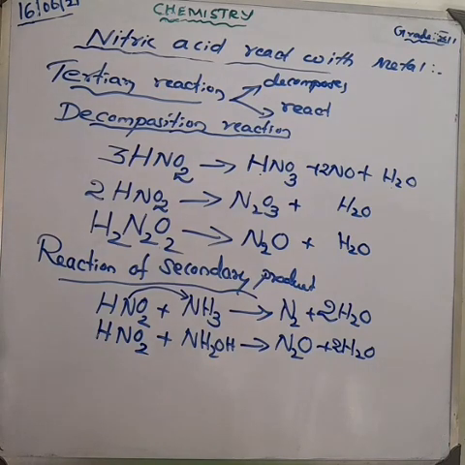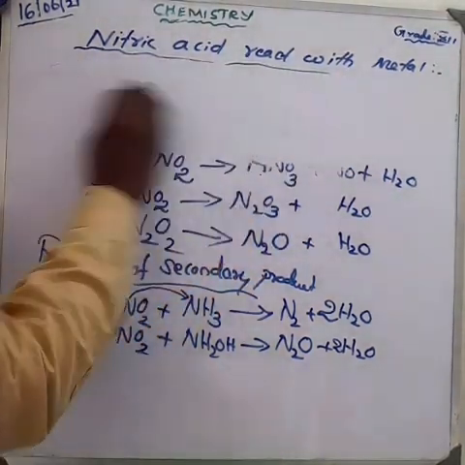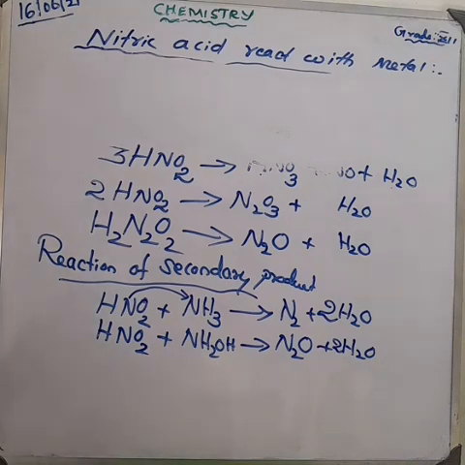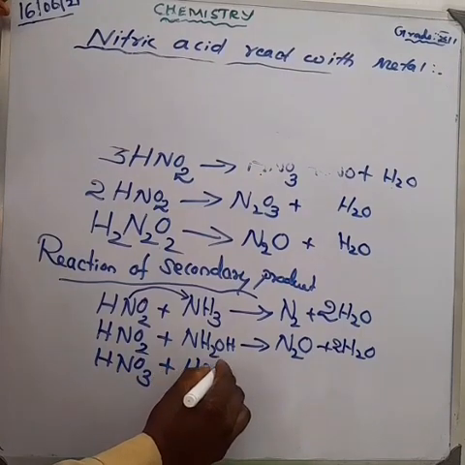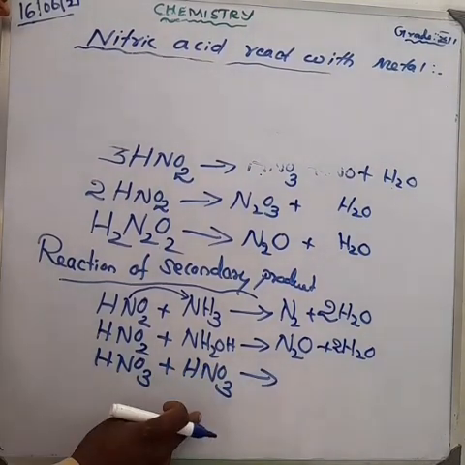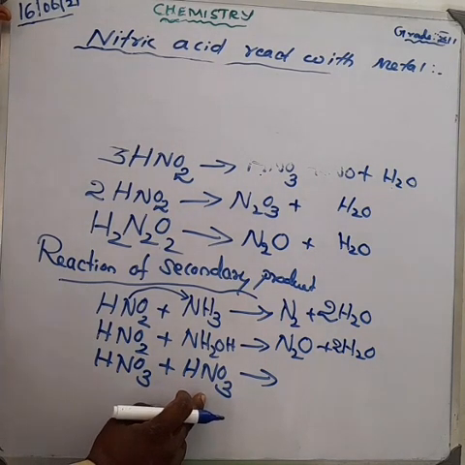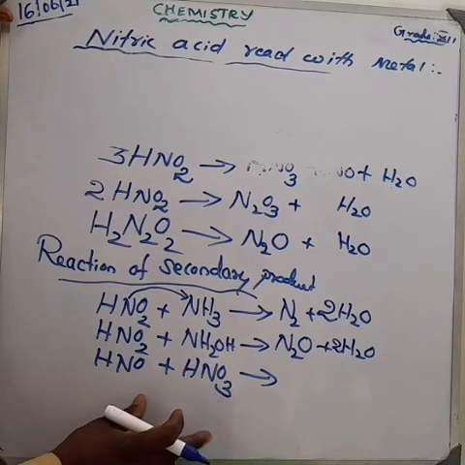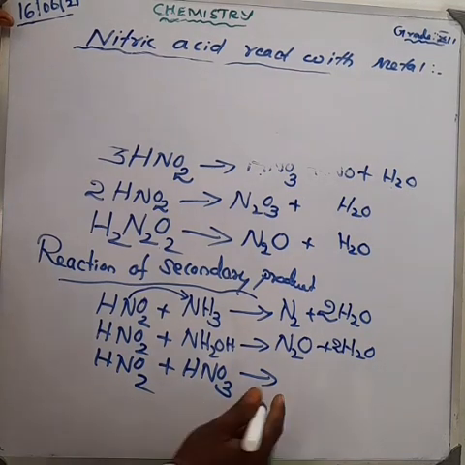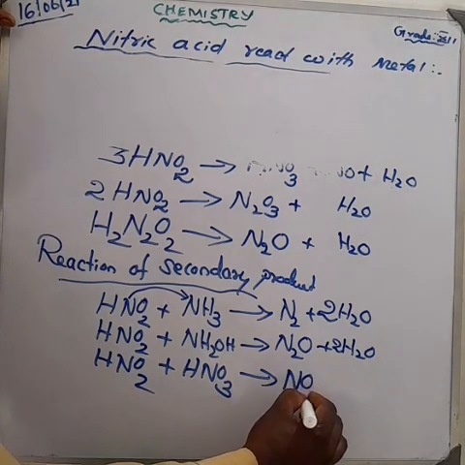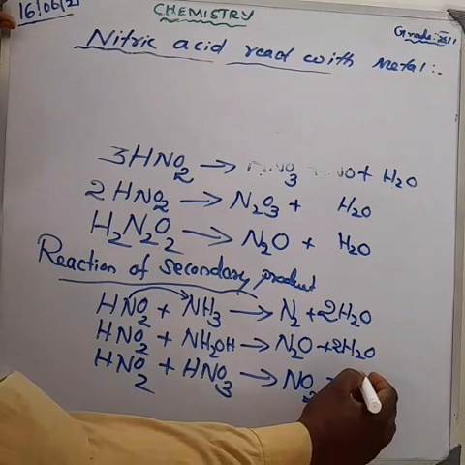The last reaction. Nitrous acid reacts with nitric acid. What is the formula of nitrous acid? HNO2. Sorry, nitrous, nitric. Nitrous means HNO2. Nitric means HNO3. So I am taking nitrous acid first. HNO2 plus HNO3 gives nitrogen dioxide. NO2 means nitrogen dioxide. And also we get water molecule.